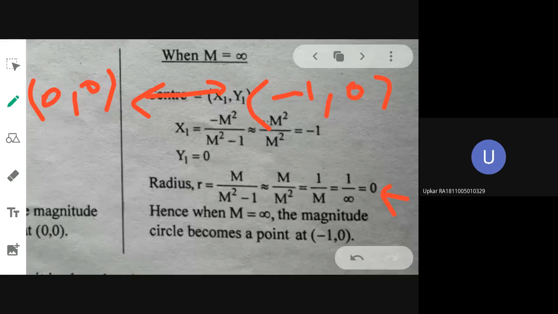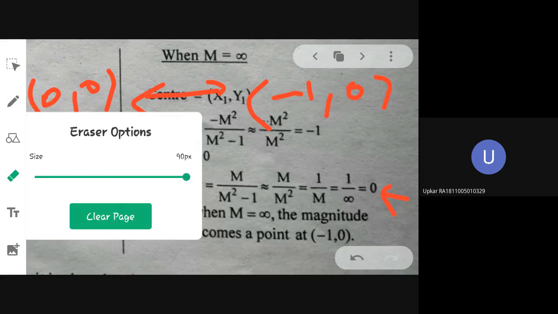In both cases, the radius is 0 only. Both cases will be a point only. When m is equal to 0, it is centered around the origin. If m is equal to infinity, it is centered at minus 1 comma 0. The circle becomes a point at minus 1 comma 0. Now we will look at the M and N circle.